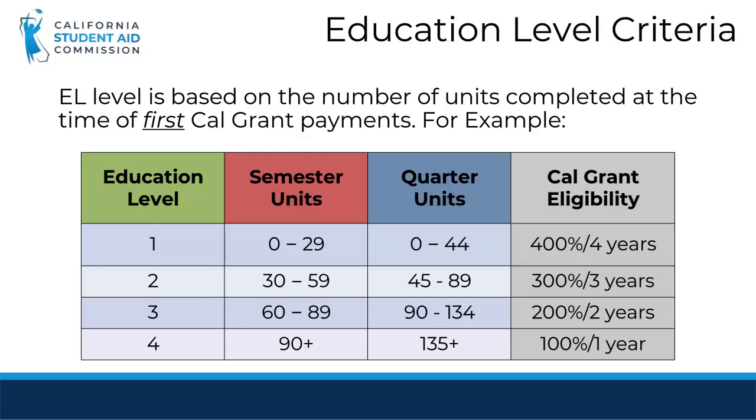Your institution's EL criteria may look similar to the one provided. Here, this example defines EL1 as having 0 to 29 semester units, which is equivalent to 0 to 44 quarter units, EL2 as 30 to 59 semester units, and so forth. In the last column, you can see how the education level affects the student's remaining Cal Grant eligibility.